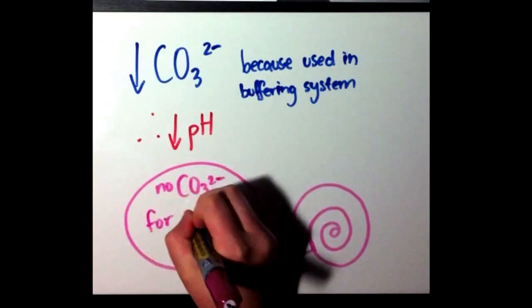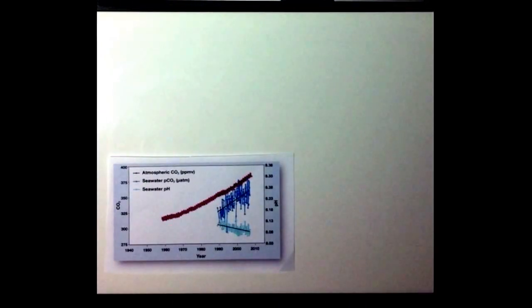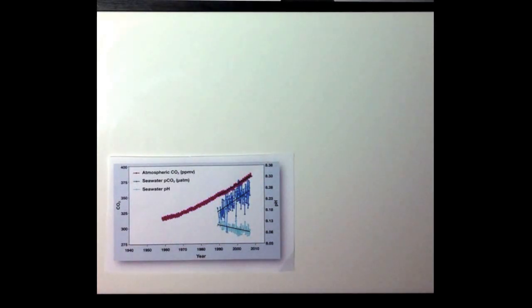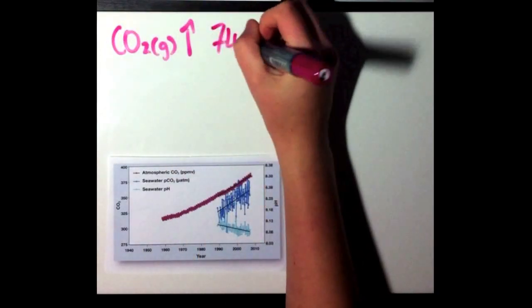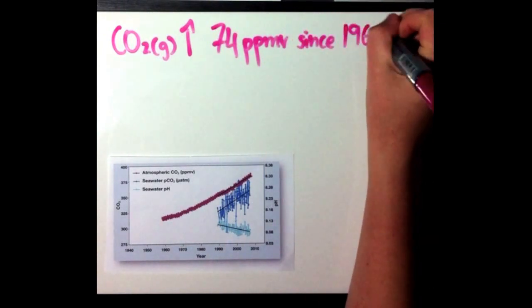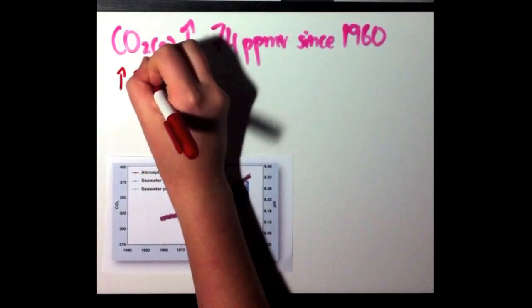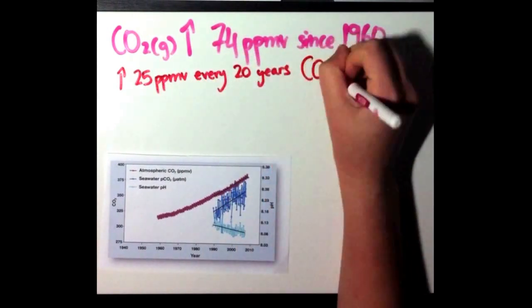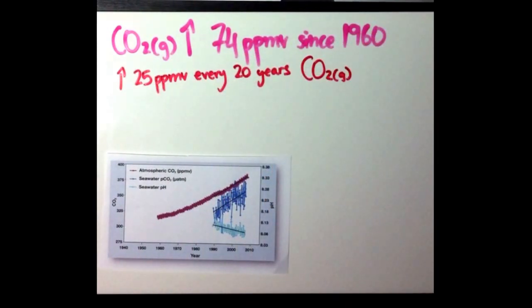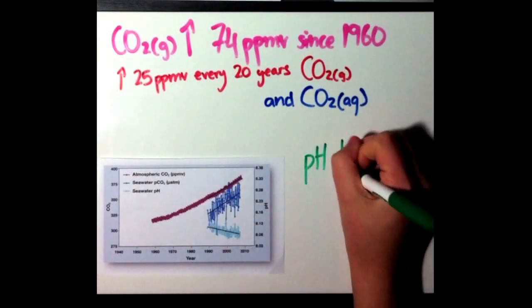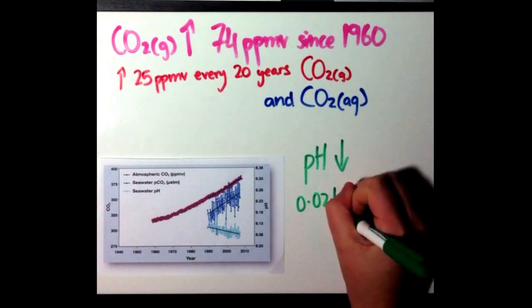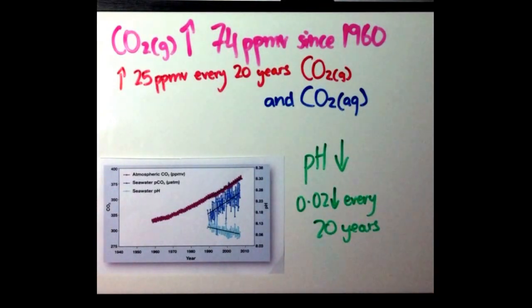The amounts of carbon dioxide present in the atmosphere and oceans can be seen in this graph. The resulting pH of the oceans is also shown. As you can see, the atmospheric carbon dioxide has increased by 74 parts per million at a rather constant rate since 1960. The trend of an approximate 25 ppmv increase every 20 years is also mirrored in the dissolved carbon dioxide in the ocean. As for the pH, as expected, it has been decreasing. The rate of decrease in pH is approximately 0.02 every 20 years.